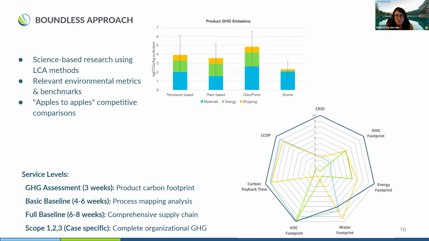Our service level ranges from 3-week assessments to comprehensive organizational scope 1, 2, and 3 GHG emissions accounting, or assessment of multiple environmental and cost key performance indicators in the format of reports, calculators, and impact scans. And these charts just show some of our comparative data visualizations.